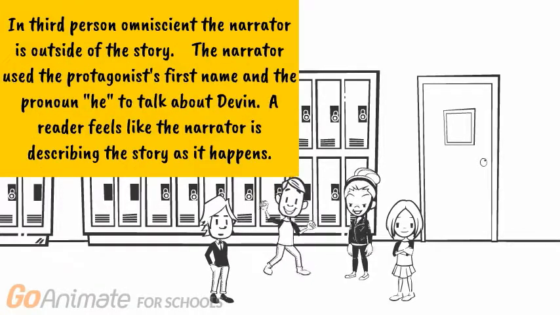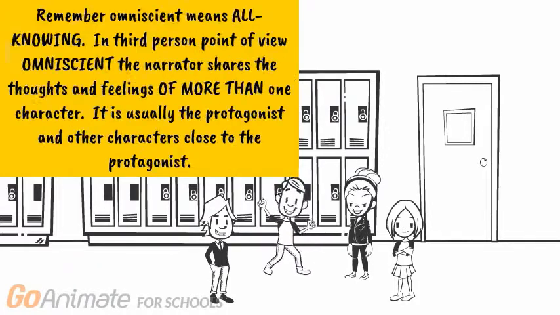In third person omniscient, the narrator is outside of the story. The narrator used the protagonist's first name and the pronoun he to talk about Devin. A reader feels like the narrator is describing the story as it happens. Remember, omniscient means all-knowing. In third person point of view omniscient, the narrator shares the thoughts and feelings of more than one character. It is usually the protagonist and other characters close to the protagonist.